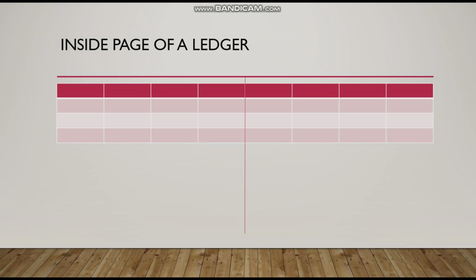So there are two sides found on a page of the ledger. The left side is the debit side and the right side is the credit side. If you notice, there are usually 8 columns found in a ledger. The first 4, on the debit side, comprise the date column, the details of the transaction called particulars, the reference number column, and then the debit column. On the right side of the T account is the same for credit: the date column, the particulars, the reference number, and the credit column.